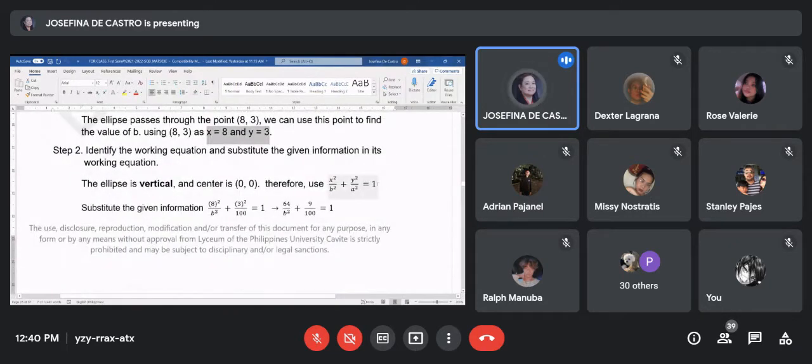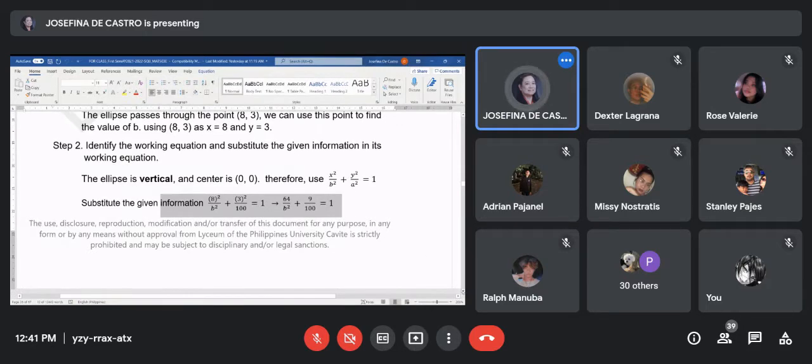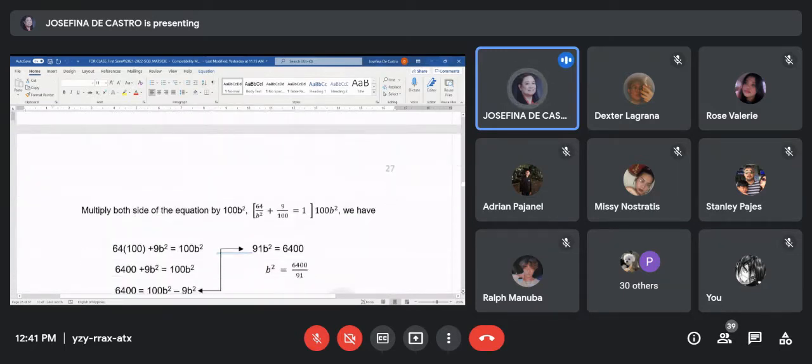Okay? So from the vertical ellipse equation, isa-substitute natin yung x is equal to 8 and y is equal to 3, b at saka si a squared is equal to 100. Then we can solve for b squared. Yan. Masosolve natin ngayon si b squared. Okay? Next.